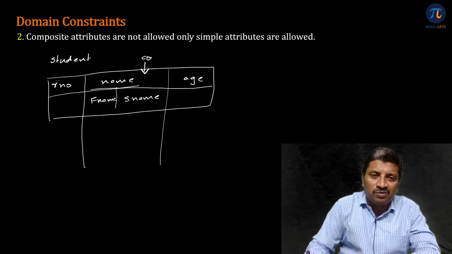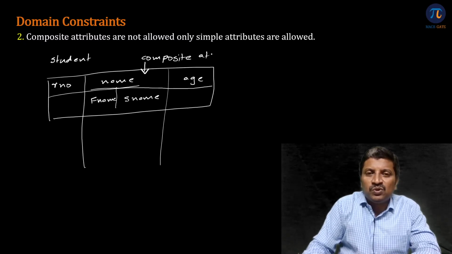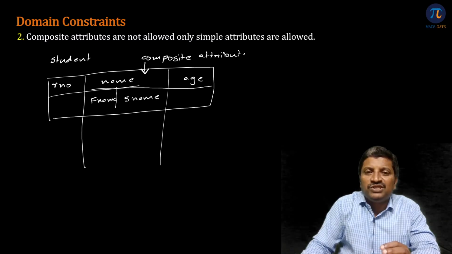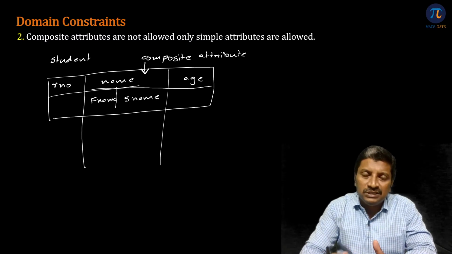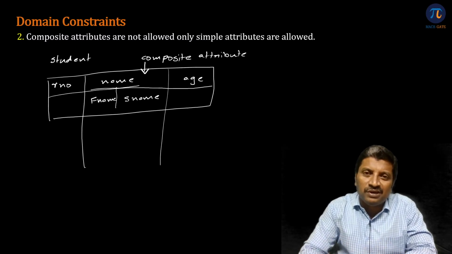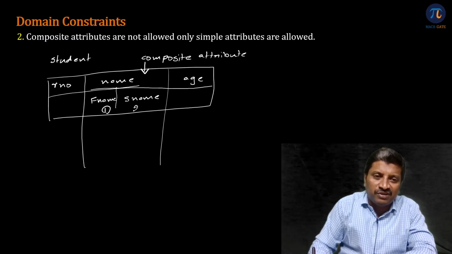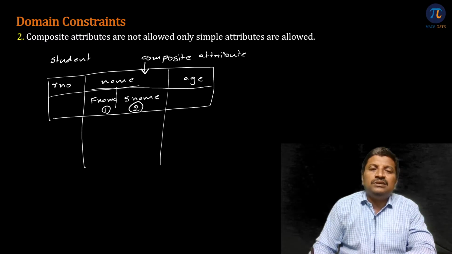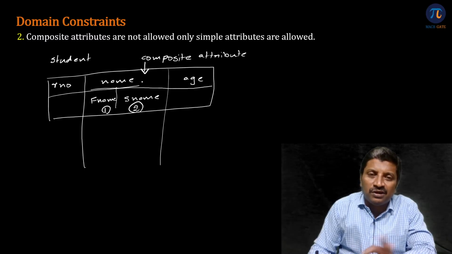This is an example of a composite attribute. So what is meant by composite attribute? An attribute which is divisible, having some parts or subparts. Here the name has two parts: the first one is first name, the second one is surname. So this type of composite attribute is not allowed.